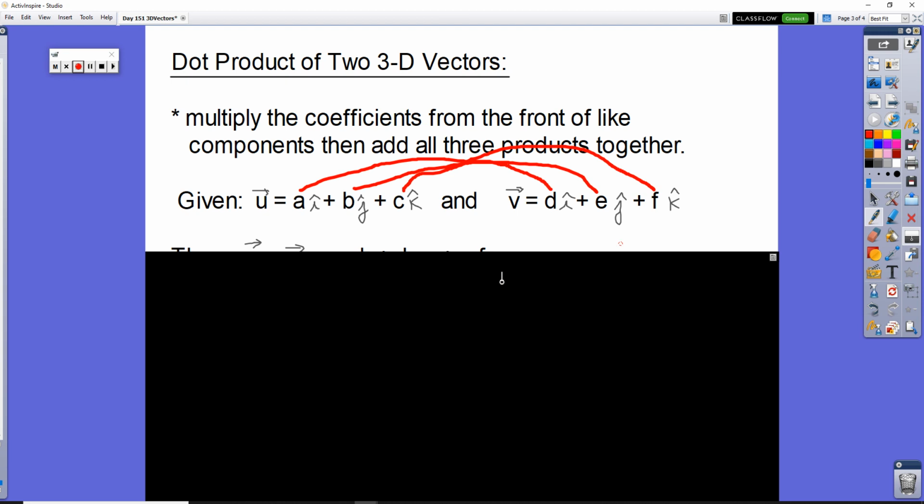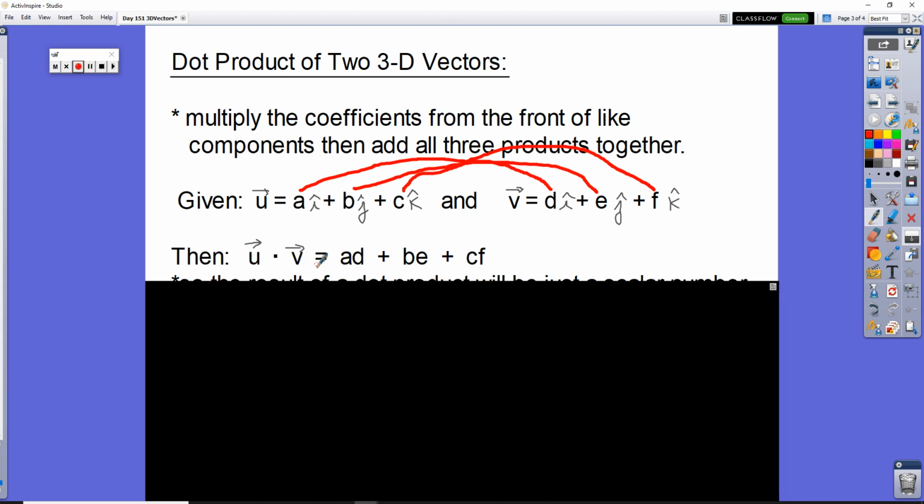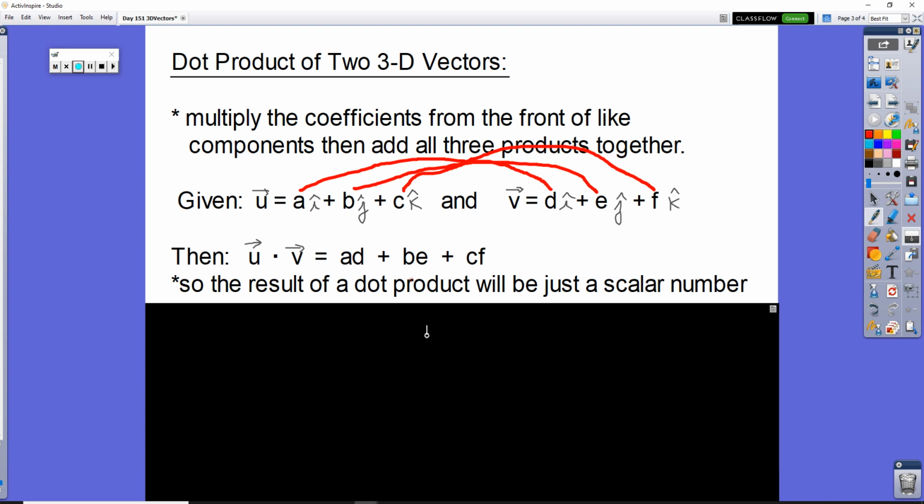So your answer for the dot product between vector u and v would be a times d, b times e, c times f, and then you would add those 3 products together. One of the things that I want you to notice that's very special about a dot product is the result of a dot product is actually just going to be a scalar. Because when you do this, you don't put the i's or the j's or the k's back on your answer. It's just the numbers that come from in front.